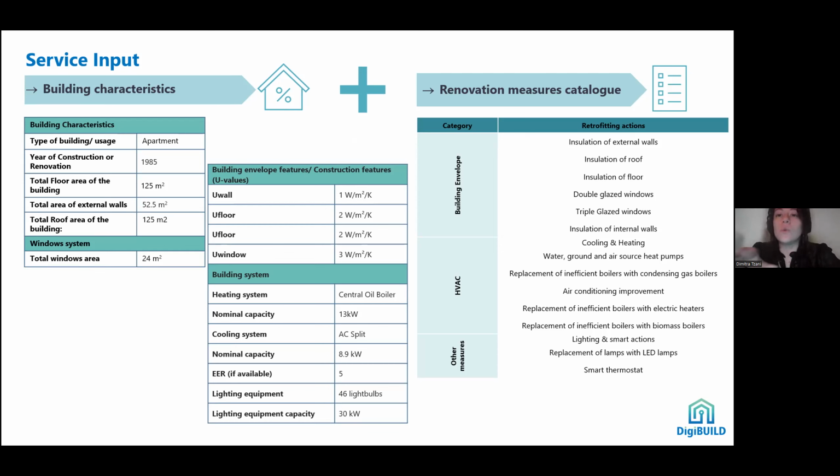The other thing that we need is the renovation measures catalog. This will be a checklist, and the user will be able to choose which of the measures he or she would like to test for their building. For example, the replacement of the boiler, the replacement of double glazed windows with triple glazed ones, etc. The categories here will be three: the building envelope, the HVAC systems, and other. And these are just indicative. More will be included in the final user interface.